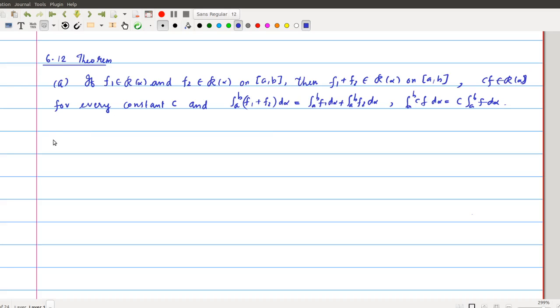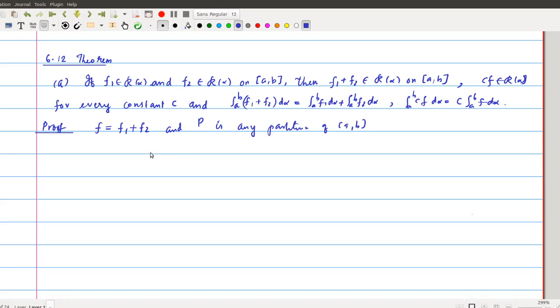Okay, so first we start with f1 plus f2. We have 5 parts in this theorem. For the a part we start with f. We define f equal to f1 plus f2. We need to prove that the integral of f is the same as the integral of f1 plus the integral of f2. If we take any partition, let P be any partition of [a,b].